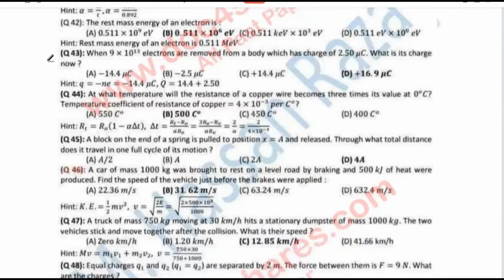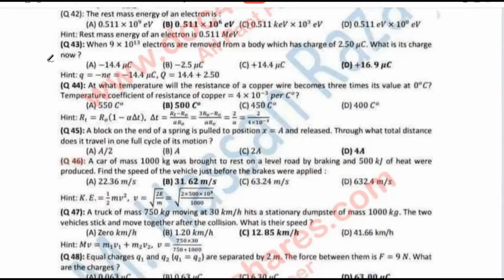47. A truck of mass 750 kg moving at 30 kilometers per hour hits a stationary dumpster of mass 1000 kg. The two vehicles stick and move together after the collision. What is their speed? So the answer is 12.85 kilometers per hour.